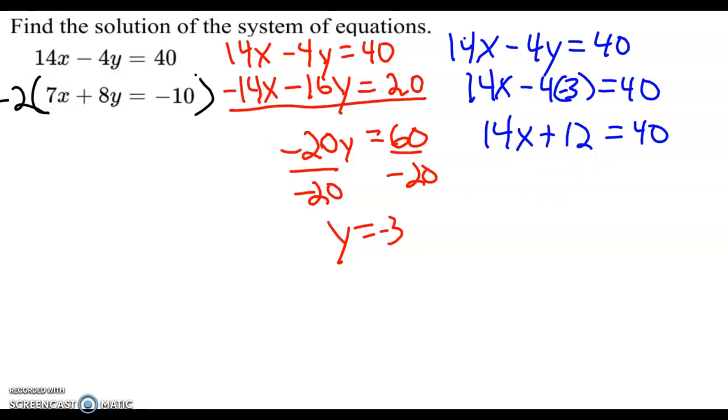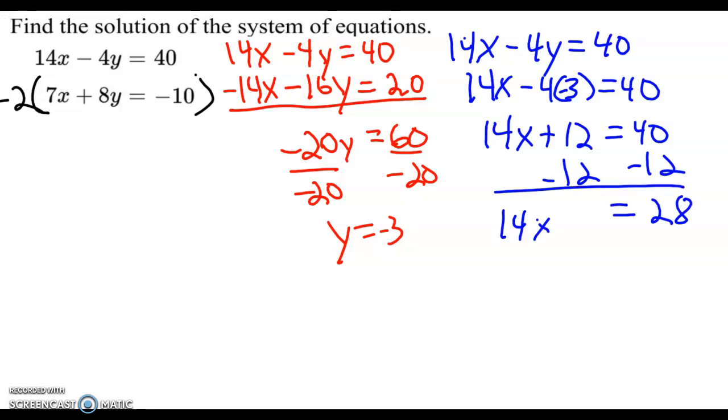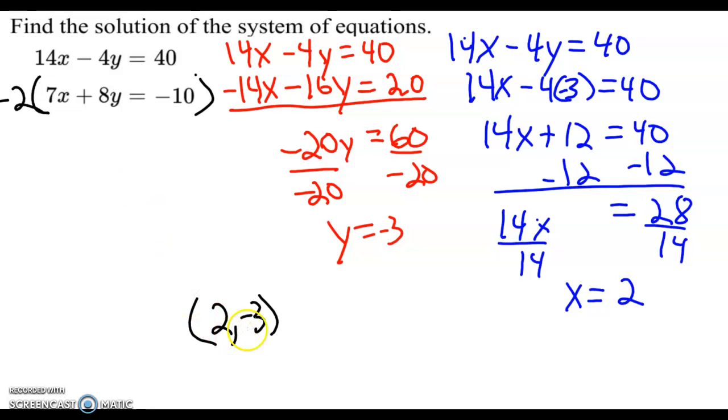Okay. Isolating the variables, subtracting 12 on both sides. That's what gives me 14x is equal to 28. And now I'm going to divide by 14. And x is equal to 2. So now we have our ordered pair. We've got the x, which is 2, and the y, which is negative 3. So you're going to go ahead and you got 2, negative 3, and that's it.